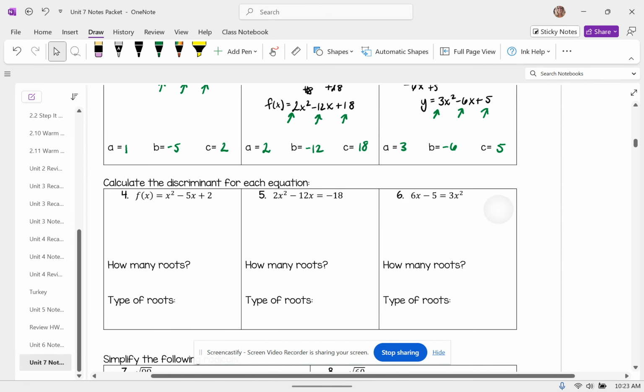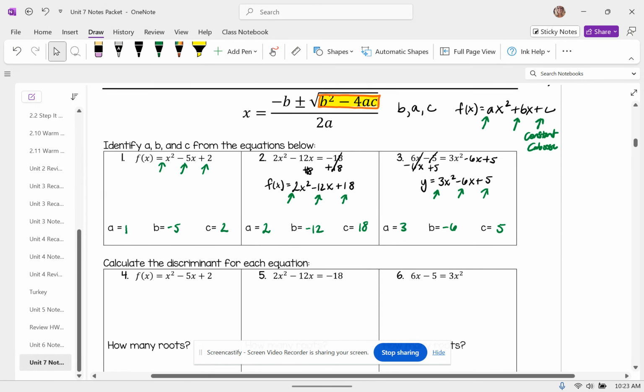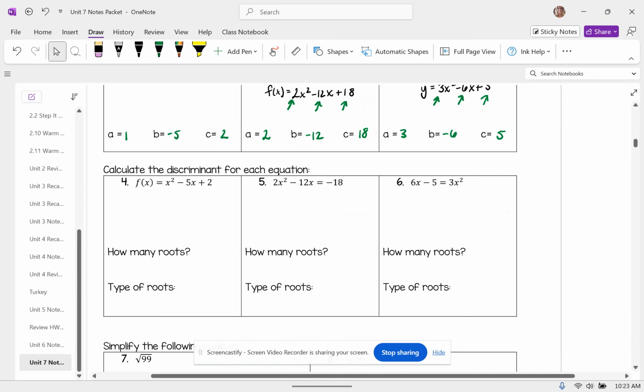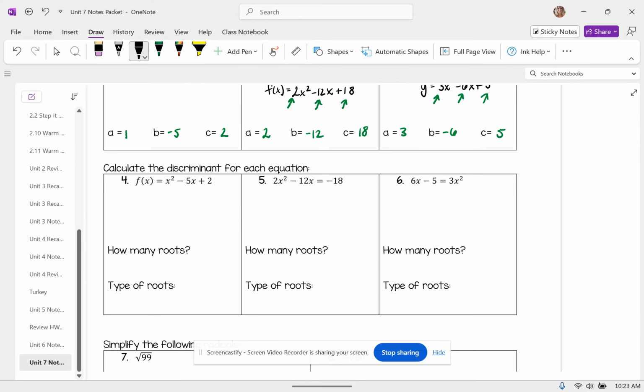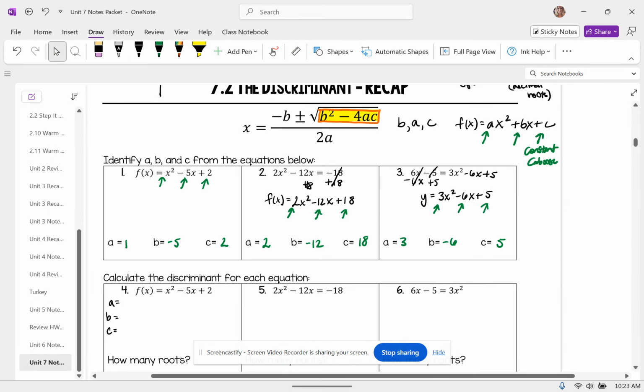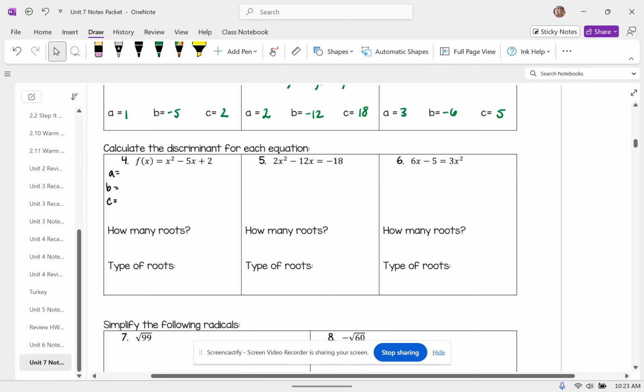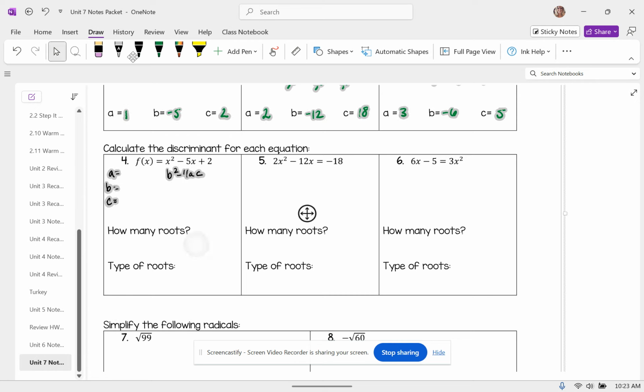C is 5. So now that we've practiced identifying A, B, and C, let's put them into the discriminant and calculate it. In order to calculate the discriminant, this is how I want you to set it up every single time. I want you to write A equals, B equals, and C equals, and then write the formula for the discriminant. Notice how we just take b squared minus 4ac. We don't take the square root symbol, okay? B squared minus 4ac. This helps remind you where everything goes. A is the coefficient of x squared. There's nothing written, so it's a 1.